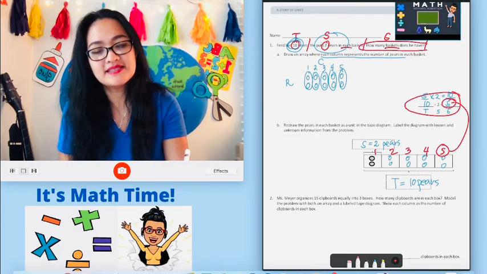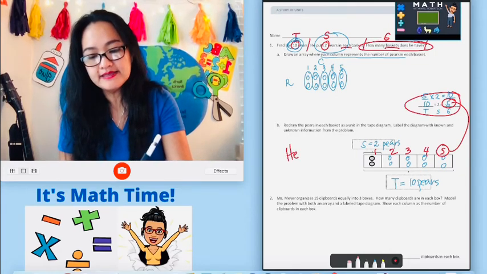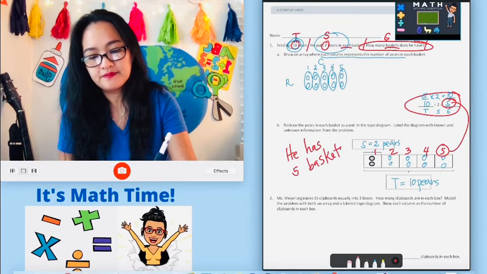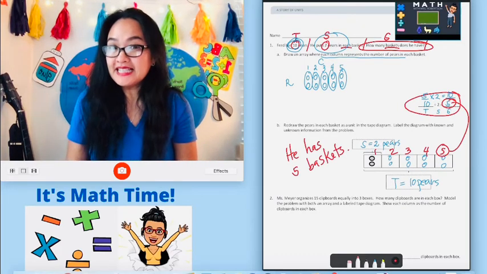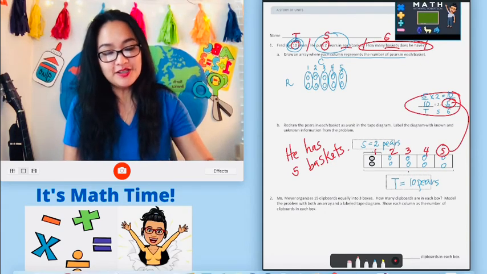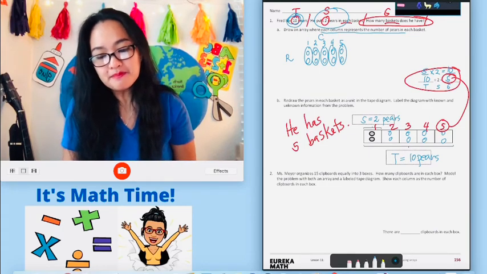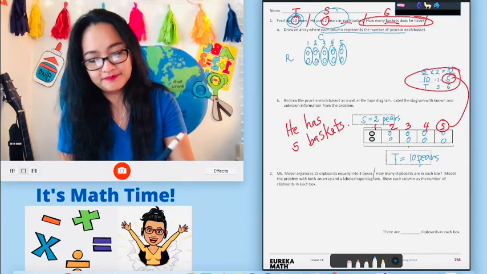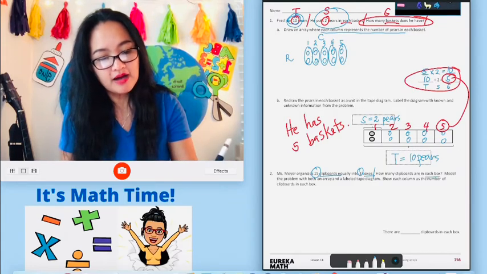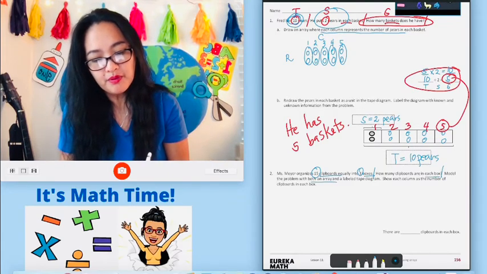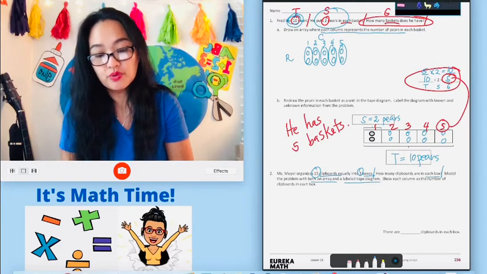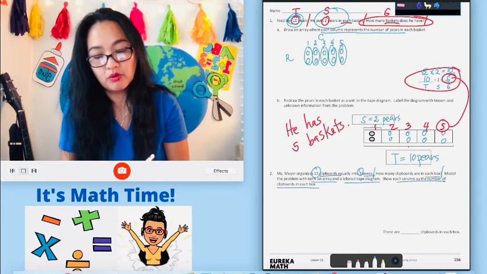How many baskets does he have? He has 5 baskets. And that completes number 1 problem. Let's go to number 2. Number 2 says, Miss Meyer organizes 15 clipboards equally into 3 boxes. How many clipboards are in each box? Model the problem with both array and label tape diagram. Show each column as the number of clipboards in each box.